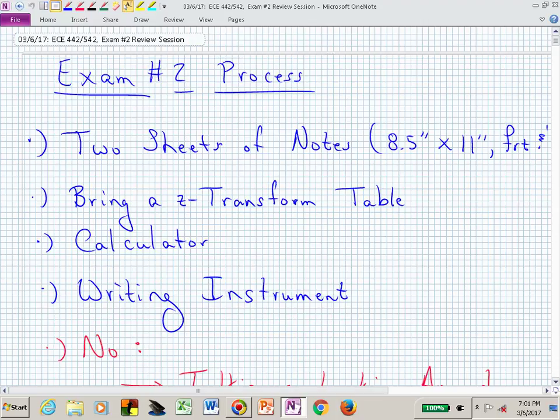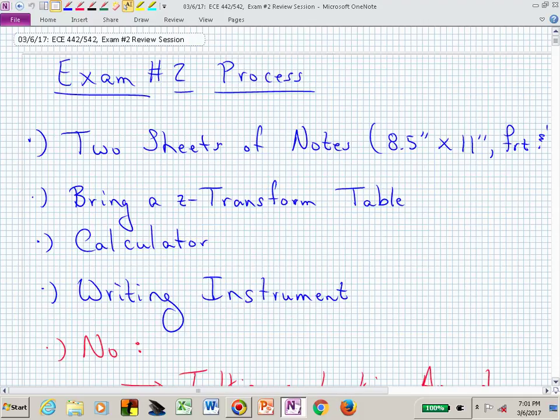Welcome to ECE 442-542. We have basically a pizza party going on as we are trying to review for exam number 2. You'll maybe be in a good mood relative to trying to go over what we're talking about, and hopefully you can eat and listen and observe what we're talking about.